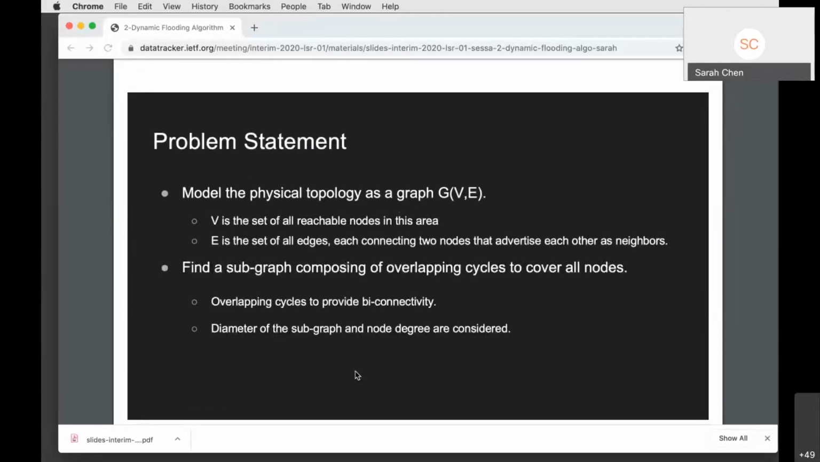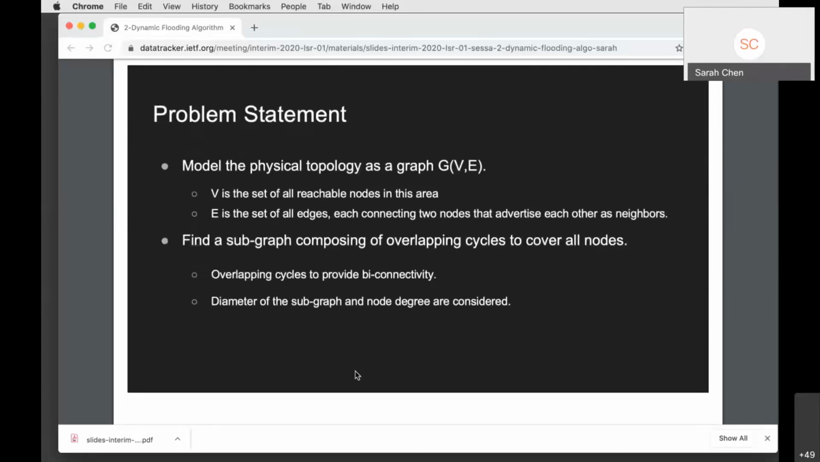We model the physical topology as a graph, G. V is the set of nodes, and E is the set of edges. Each edge connects 2 nodes that advertise each other as neighbors. We don't have any other conditions on this graph, other than that it's connected. Our goal is to find a subgraph that covers all the nodes, and this subgraph is composed of overlapping small cycles. We also take into account the diameter and the node degree in the algorithm. The resulting subgraph from this algorithm has some nice properties required by the flooding topology. It can be used by the area leader to compute the flooding topology.